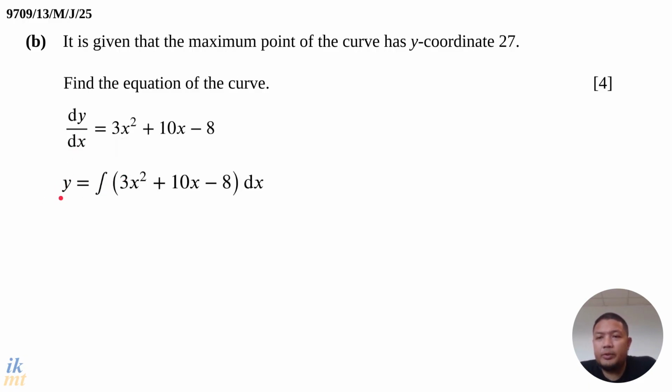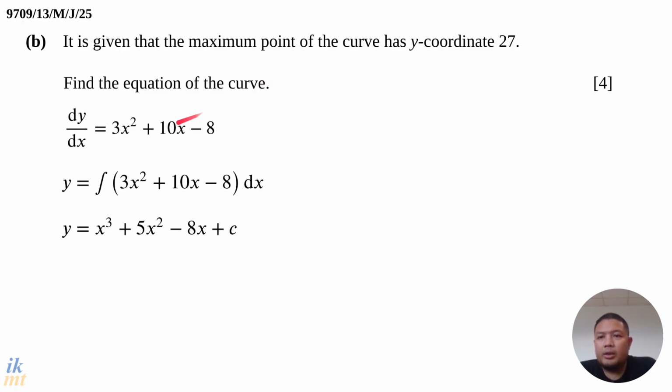When you integrate the gradient function, we have y. So the integration of this dx, this is a polynomial, this is a quadratic, very easy to integrate. Just apply the rule, and you'll get y equals x cubed plus 5x squared minus 8x plus c. This is the unknown constant. So in order for us to actually find the value of c, we need some information. In this case, this question has given us the information. That is, the maximum point of the curve has y coordinate 27. So that means that we need a value of x and a value of y to substitute in here so that we can get a c. So this information helps us to do that.